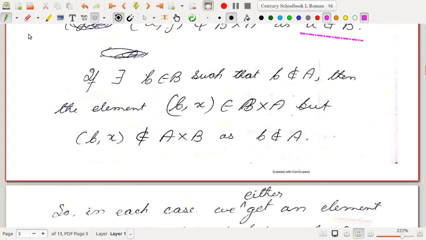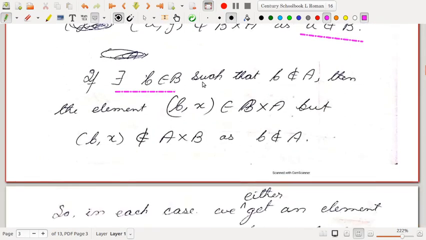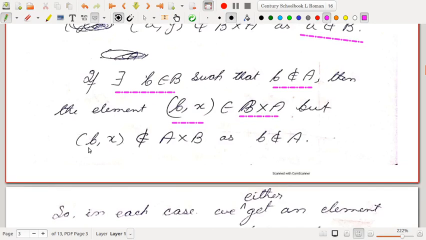If the second case happens, that is if there exists a b in B such that b does not belong to A, then the element (b, x) does not belong to B cross A. Rather, (x, b) belongs to B cross A, but the element does not belong to A cross B. Why? Because the element b doesn't belong to A.